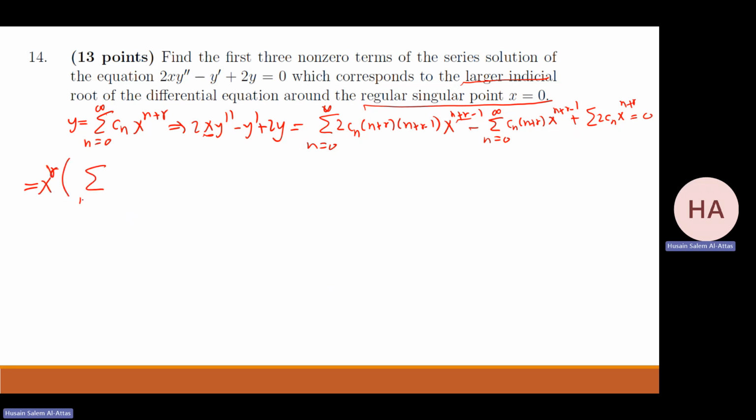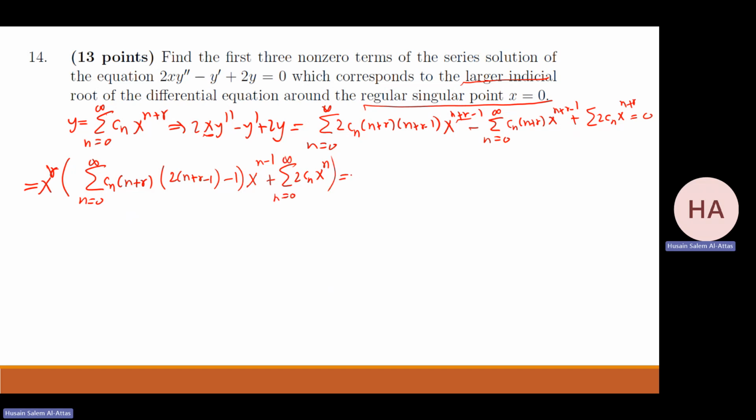So I have summation n equals 0 to infinity. I can take Cn (n plus r), we did it before. I have 2(n plus r minus 1) minus 1, times x to the power n minus 1, plus summation 2 Cn x to the power n, where n starts from 0 to infinity.